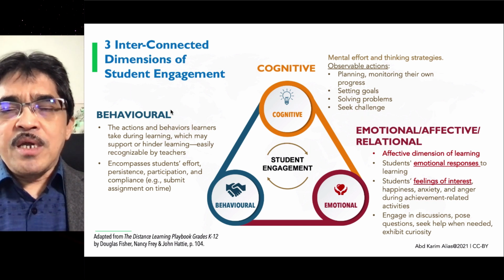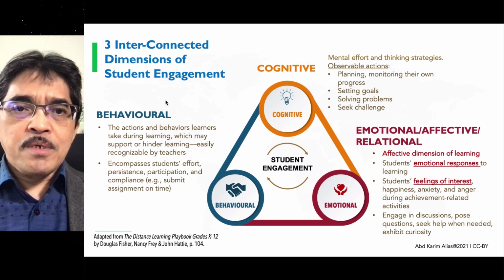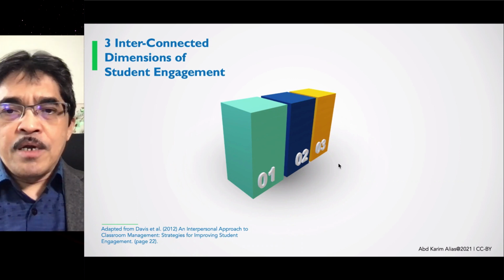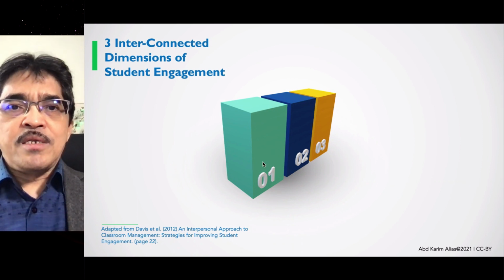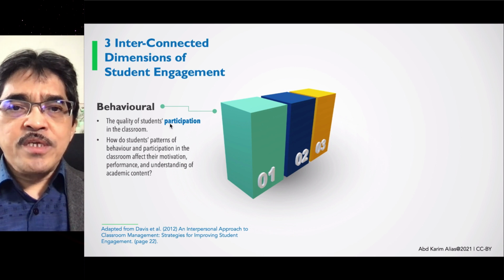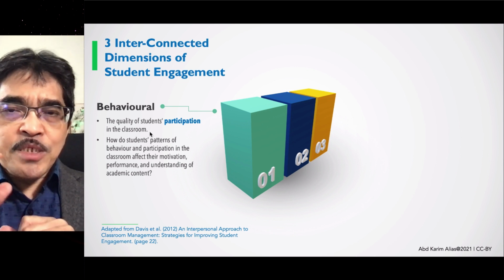So these are the three essential, so-called interconnected dimensions of student engagement. Let's look at this in another way in this diagram. So we have three elements just now. Behavioral engagement. This is the quality of students' participation in the classroom. So the key word here is participation.